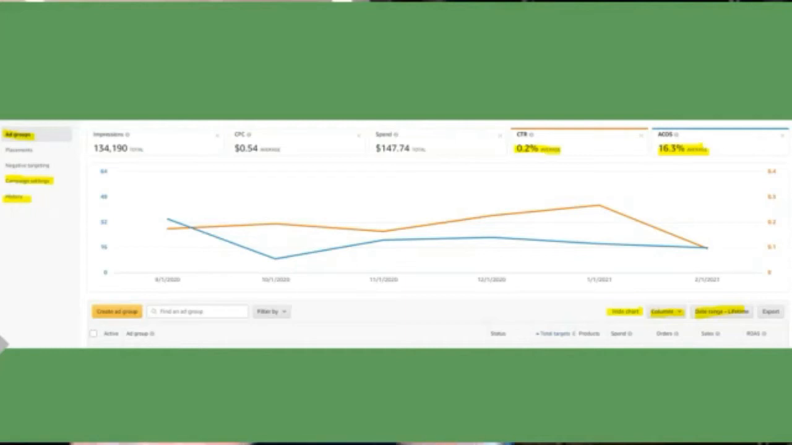So that's looking a bit more at the screen, trying to get a good understanding of what you're seeing on the screen and what is a good ad. Hope everybody's still with me.